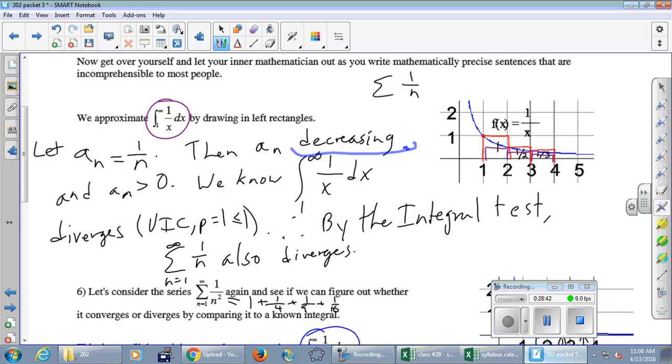Showing something is decreasing is a Calc 1 thing. How do you show something is decreasing? Derivative, and hopefully the derivative is what kind of a number? Negative, right? If the derivative is negative, then the function is decreasing. So you might need to do that today for some that are less familiar to you than 1 over n. So it has to be decreasing and positive. You have to tell me something about the integral, and then reference the integral test to get the same conclusion for the series. That's what all the write-ups look like.